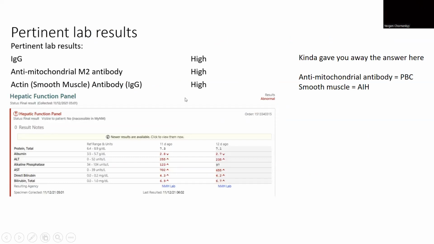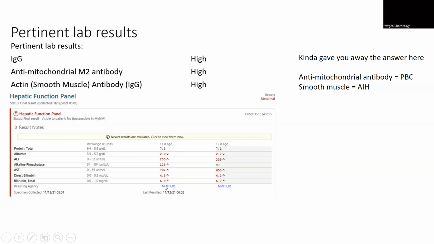So I kind of gave away the answer to you guys right here, because these two antibodies, when you see them, especially on your boards, it should just be muscle memory. You just pick the answer, you don't think twice about it. Antimitochondrial, it's PBC. Smooth muscle, it's AIH. When you're seeing these two, especially in your chemistry sections, that's all you need.